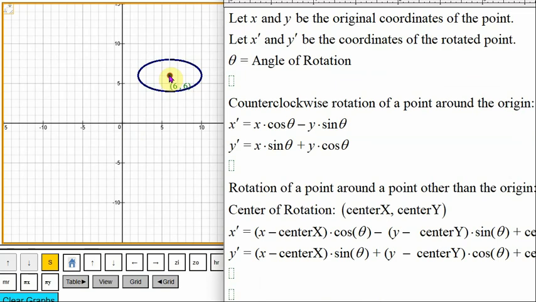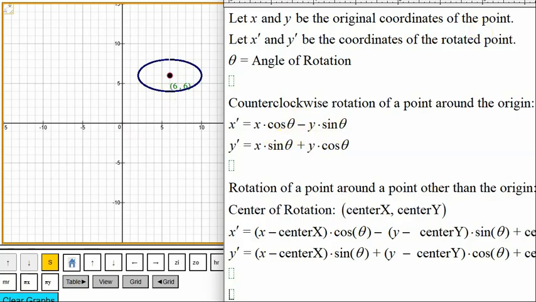In a lot of applications, the rotation needs to be at a center of rotation that's different from the origin. So for example, here I want the center of rotation to be at the point 6, 6 instead of at the origin. Now to get the ellipse to rotate with the center of rotation at the point 6, 6, we have to modify these formulas a little bit.